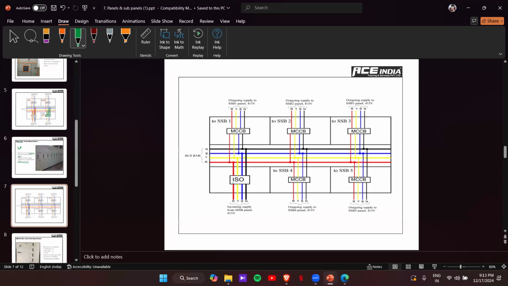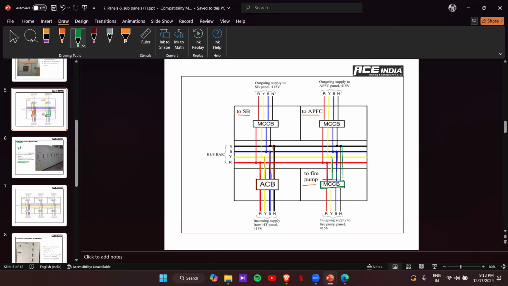Same way. One more thing I forgot to mention is here you can see that an isolator is shown here. Again, in this case you can see a MCCB, a circuit breaker is shown here. The difference between MCCB or circuit breaker and isolator is that isolator has no protection. It is just to isolate the unit. For that purpose only we are using it.